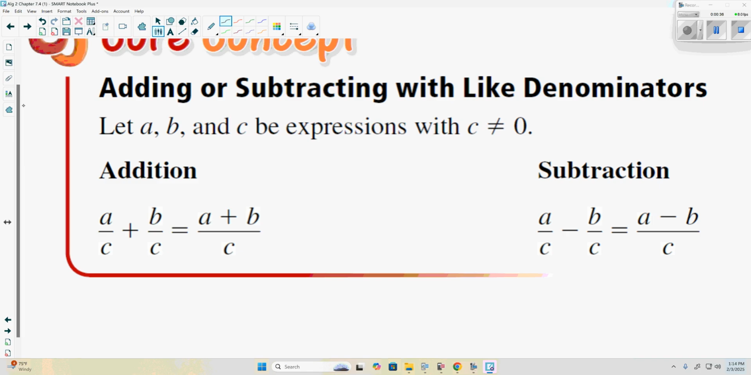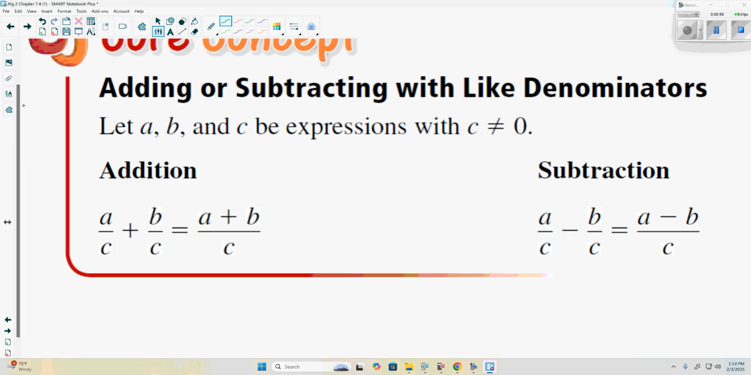What if you don't? So what we're looking at today is adding and subtracting rational expressions. Now we're going to start off with like denominators, because if the bottoms of the fractions, the denominators, are the same, we can add or subtract the numerators. We don't have to do anything with it.